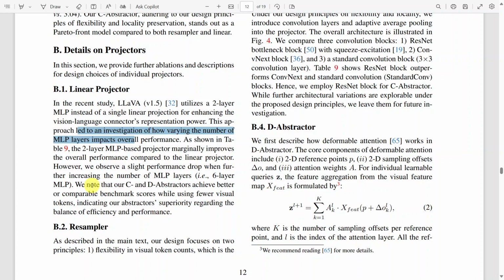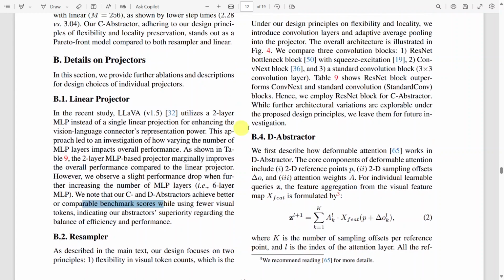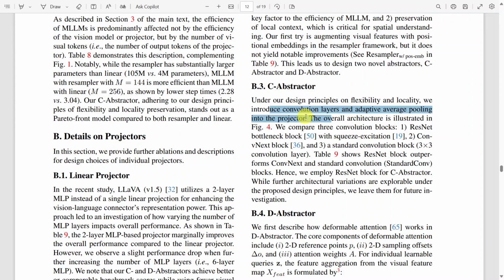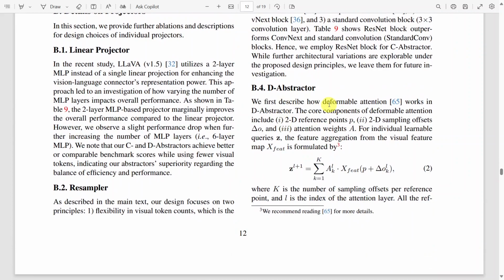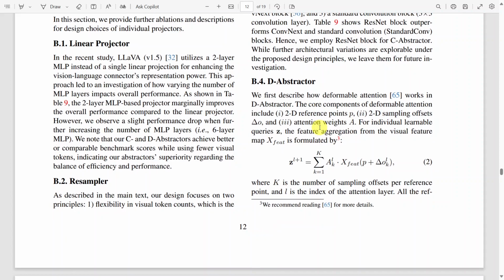So they use something called C and D abstractors to achieve good benchmark scores. So what are the C and D abstractors? The C-Abstractor has convolution layers and adaptive average pooling in the projector. There are three convolution blocks: a ResNet bottleneck block with squeeze-excitation, a ConvNeXt block, and a standard convolution block, which is a 3x3 convolution layer. So this is the C-Abstractor. For the D-Abstractor, there are 2D reference points, 2D sampling offsets, and attention weights. So this is an attention layer that is used.